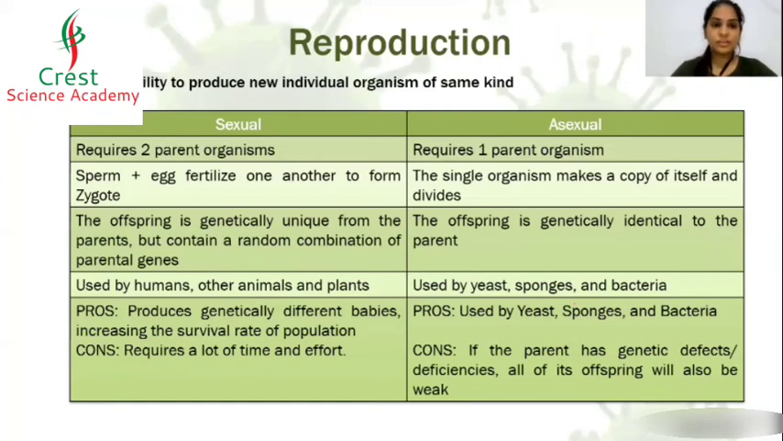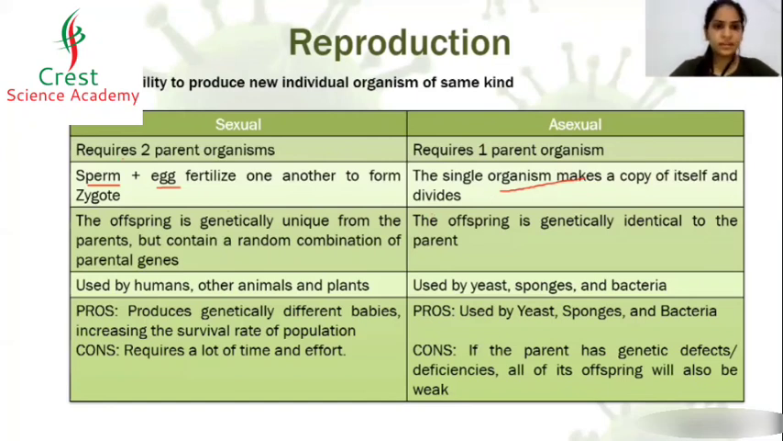In sexual reproduction, two parents are required for the reproduction, whereas in asexual reproduction, only one parent is required. In sexual reproduction, we can see here that we require a male gamete, that is a sperm, and a female gamete, that is an egg, and they both fuse together and perform fertilization to form a zygote. Whereas in asexual reproduction, only a single parent can make a copy of its organism.